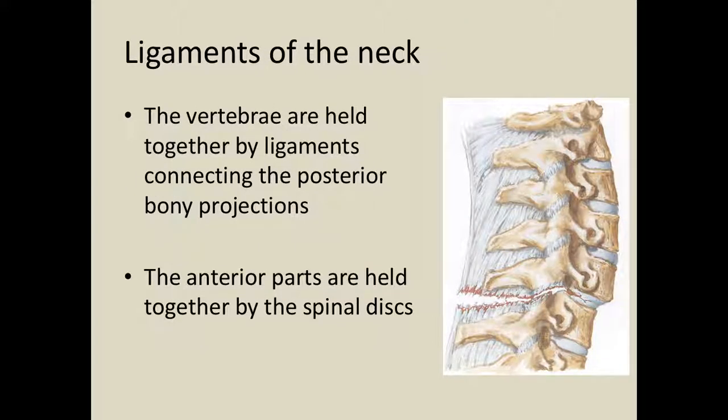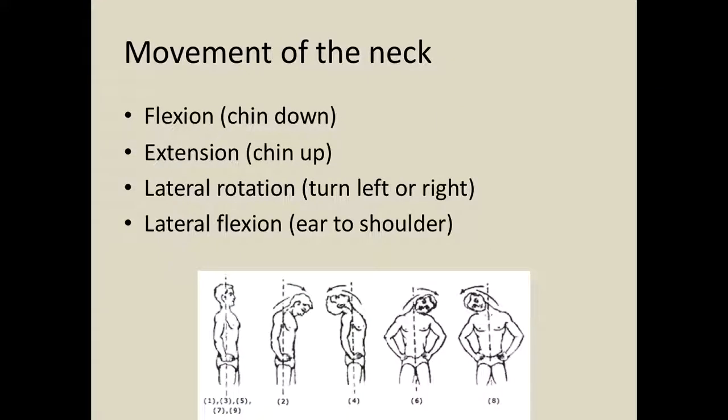In the neck, we also have ligaments, just like we have everywhere else. The vertebrae are held together by ligaments. The anterior parts are held together by the discs. So you can sprain, strain, tear the ligaments; we'll get to that part later. Your neck is pretty movable. You can do flexion, extension, lateral rotation, where you're doing like the no motion, and lateral flexion, where you put your ear to your shoulder.